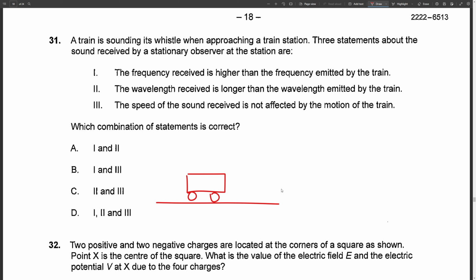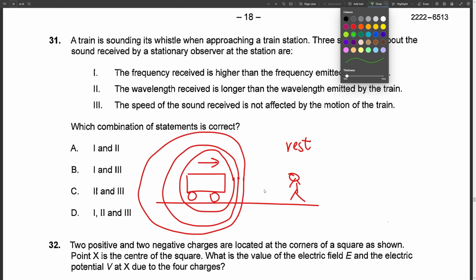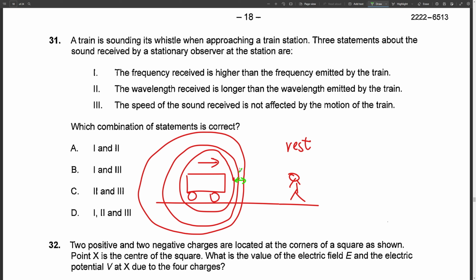In question 31, we have a train sounding its whistle and performing a Doppler effect towards an observer on the station. The observer is stationary, but the train is moving towards it. And the wavefront created by it would be compressed on the right, which means you can see the spacing between the wavefronts is so close, and it indicates the wavelength is shorter. And the wavelength on the left is longer.